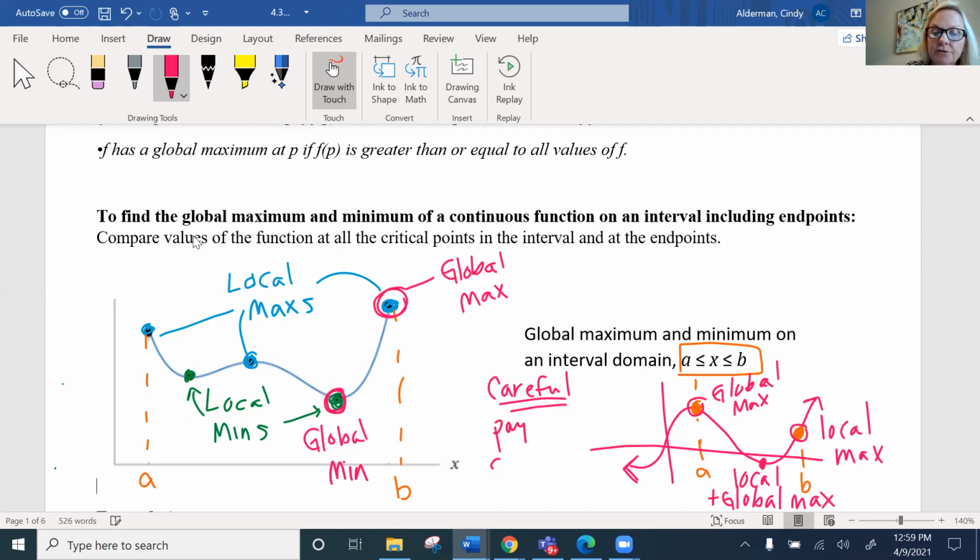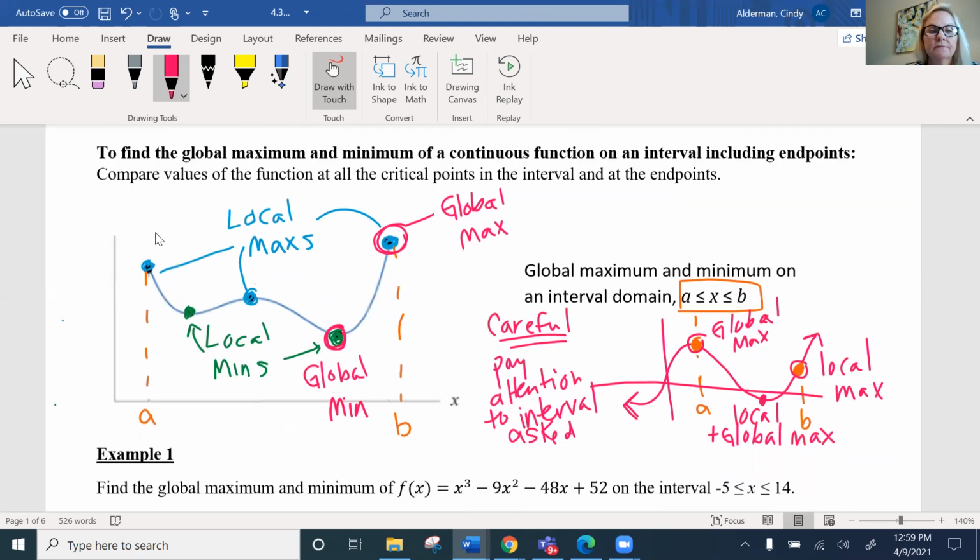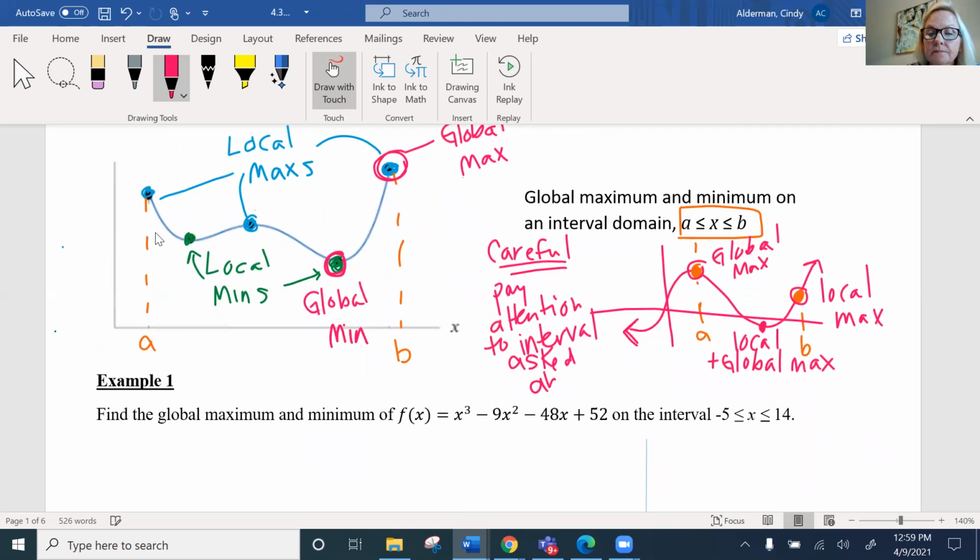So let's say pay attention to the interval asked about. Because the global max, local min, all of that could change depending on what interval of the graph you're looking at. And I say that because I just reviewed all of the problems that I assigned, and they do give you a graph, but they ask you about several different intervals on the same graph, so just be careful.